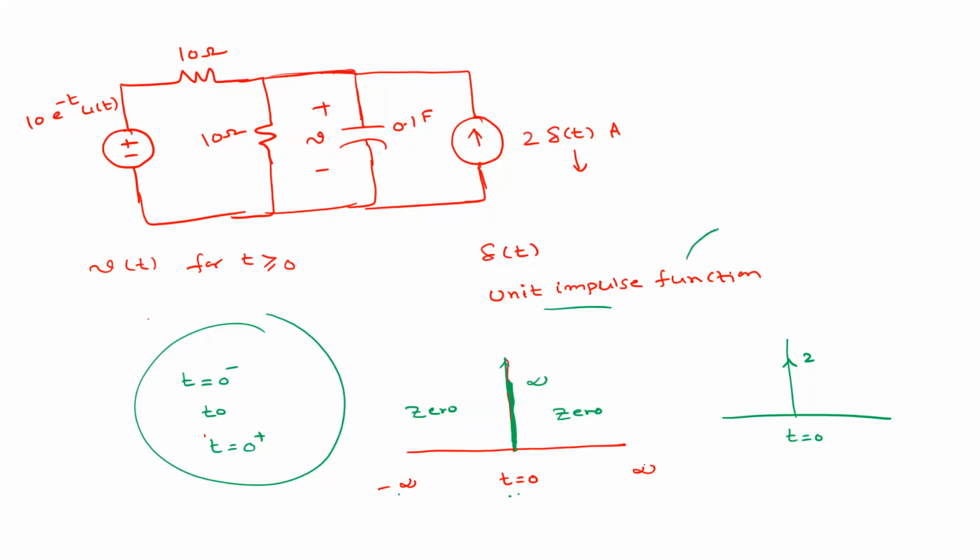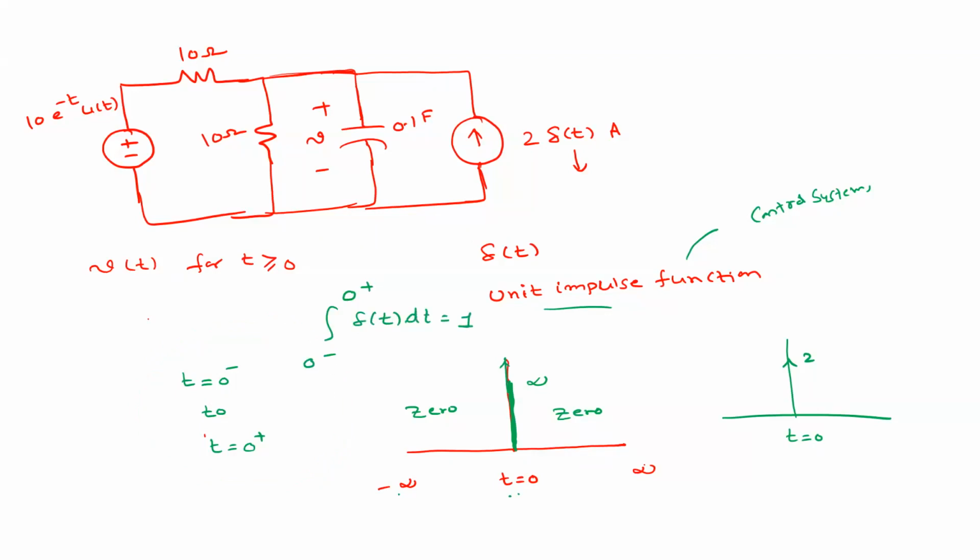More details about this we will study in control systems, where you give a sudden jerk to some controller and see how it behaves. Similarly, this function can be defined as the integration from 0 minus to 0 plus of delta of t dt, which is equal to 1.